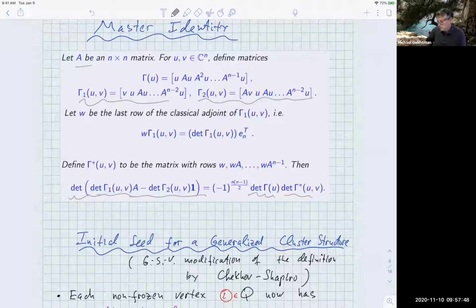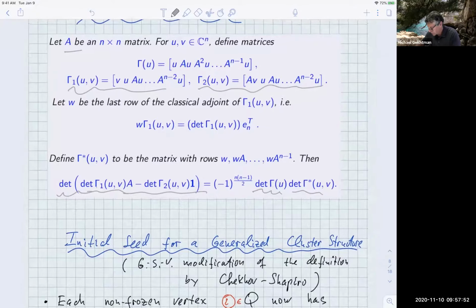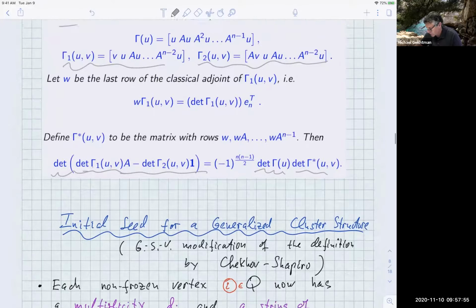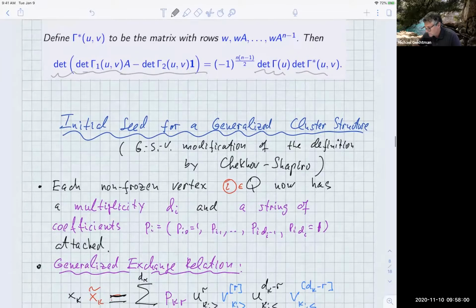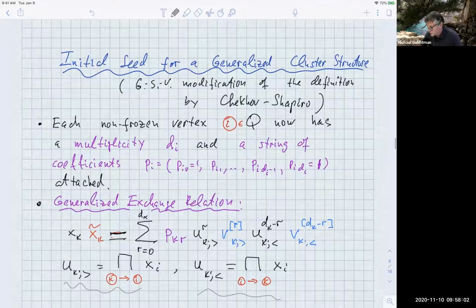Okay, so now that we have a model, maybe I need to go through the definition of what is the initial seed for a generalized cluster structure. So this is a generalized cluster structure of geometric type, and this is our modification of the previous definition of Misha Shapiro and Leonid Chekhov. I don't want to present the most general situation. I just want to describe a situation still associated with quivers.